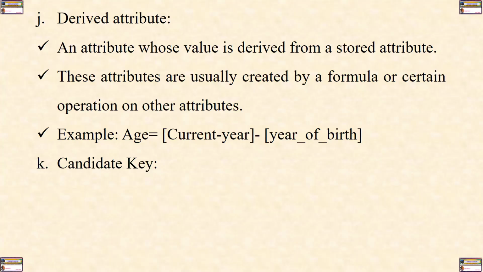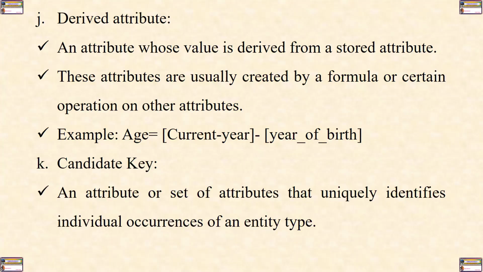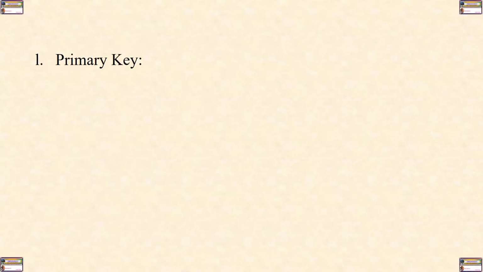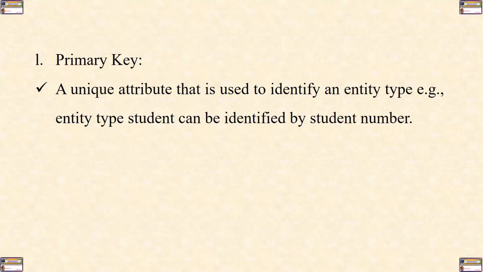We also have what we call candidate key. This is an attribute or a set of attributes that uniquely identifies individual occurrences of an entity type. We have also what we call primary key. What's a primary key? This is a unique attribute that is used to identify an entity type. For example, entity type student can be identified by a student number. And whenever that number is used in a database, that number will be used to represent that student.